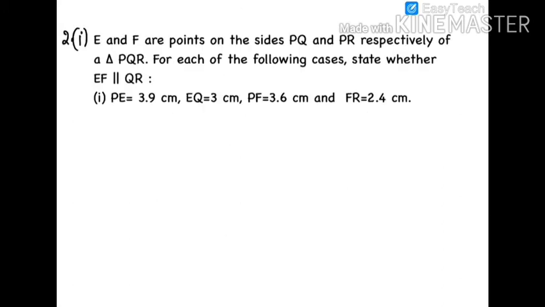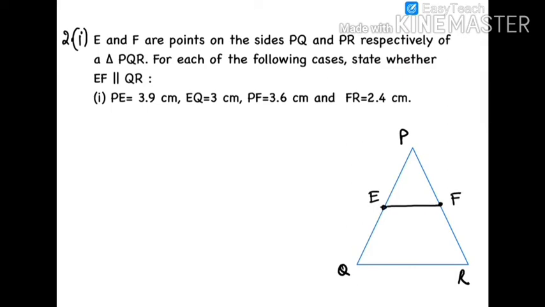Question number 2 of the same exercise. E and F are points on the sides PQ and PR respectively of triangle PQR. Triangle PQR has points E and F on sides PQ and PR. So let's join them. For each of the cases, state whether EF is parallel to QR.